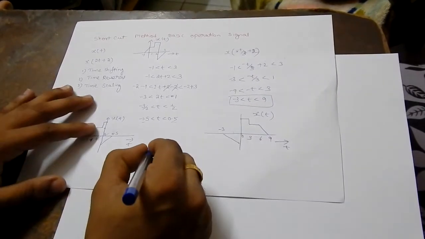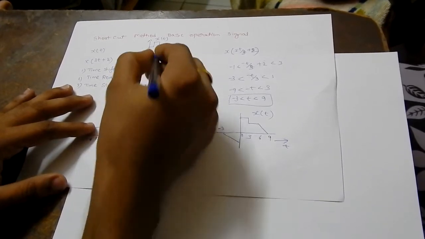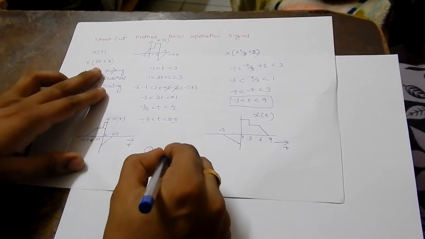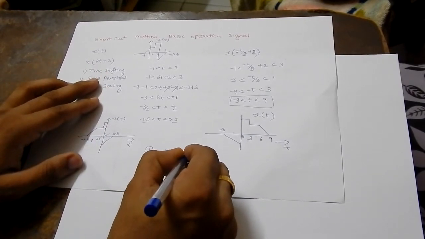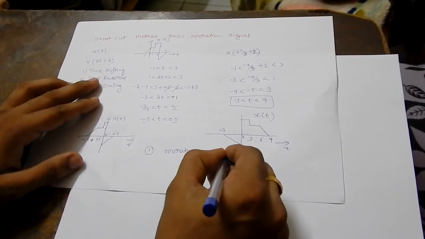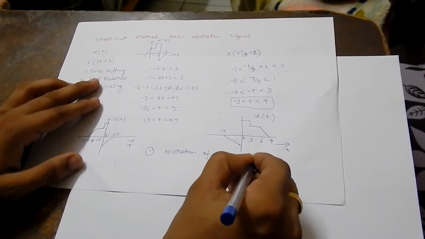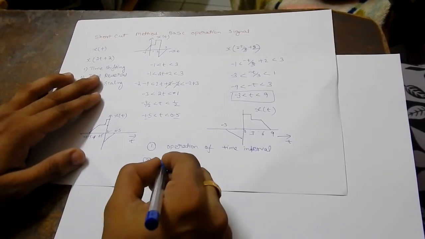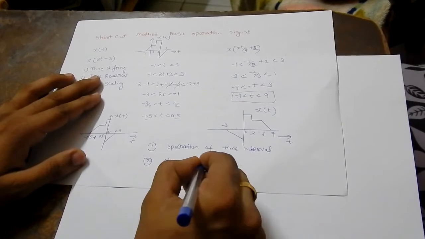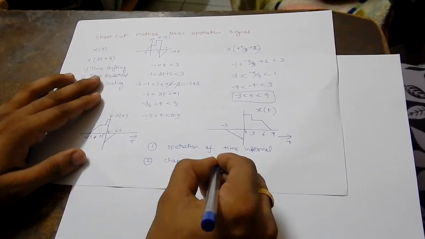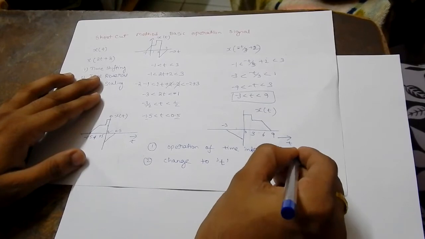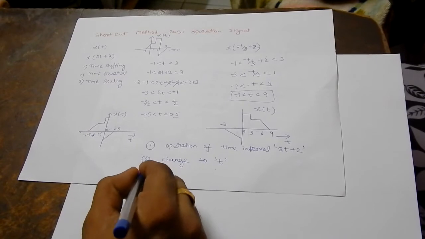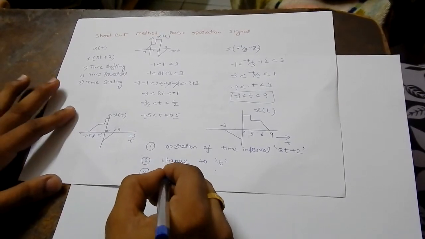So what is the shortcut? First step, we take the interval of the signal, that is the time interval of whatever operation is given. After that, we have to change it to t only. For example, considering 2t plus 2, we change it to t. After that, we have to check the answer.